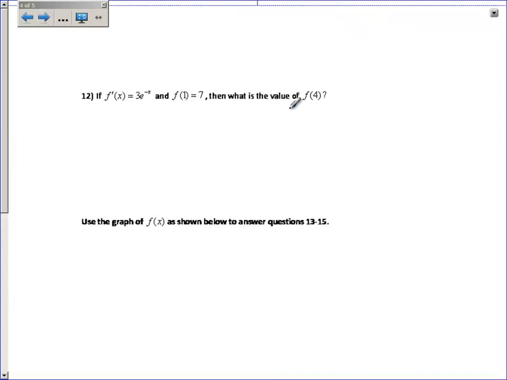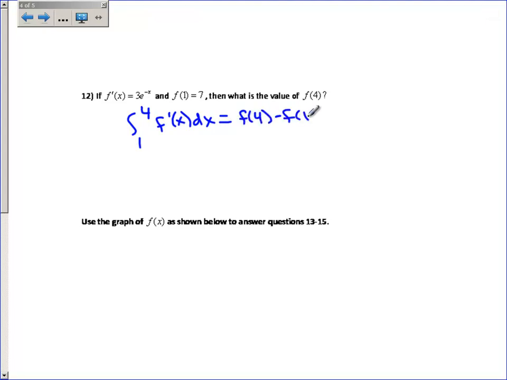Okay, next question. I've got to find the value of f of 4, and so I know the integral from 1 to 4 of f prime of x dx is equal to f of 4 minus f of 1. This integral plus f of 1 is going to give me f of 4, so f of 4 is equal to f of 1, which is 7, plus that integral. I'll get that on my calculator, and this all works out to be 8.049.